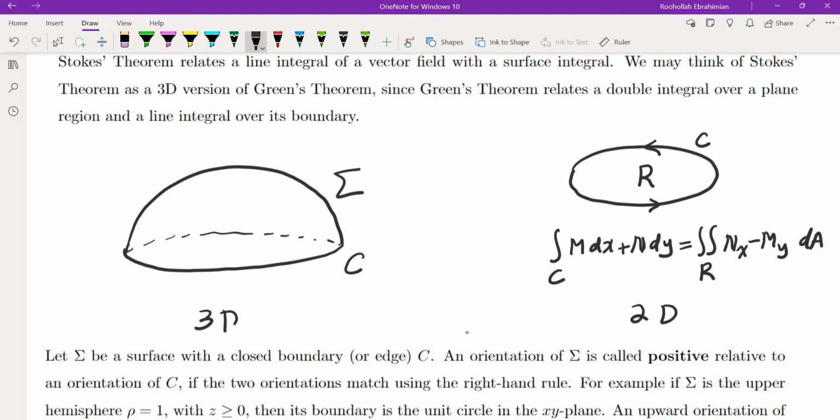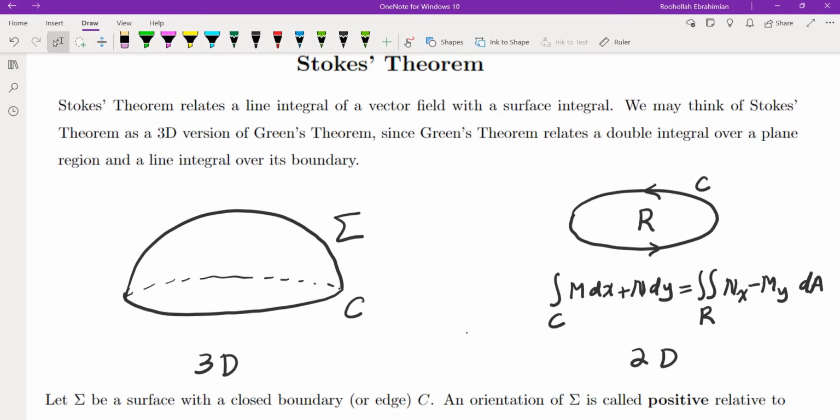In three dimensions, we want to relate a surface integral over sigma and a line integral over C. But before we can do that, we need to have orientations. There are two orientations for sigma. If you recall, an orientation was a collection of normal vectors. The orientations for this sigma in this diagram could be either upward or downward. We also have two different orientations for the edge or boundary of this sigma. The orientations could be clockwise or counterclockwise when viewed from above.